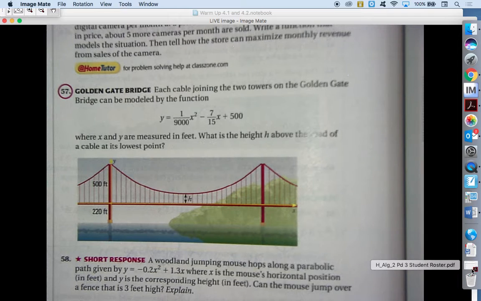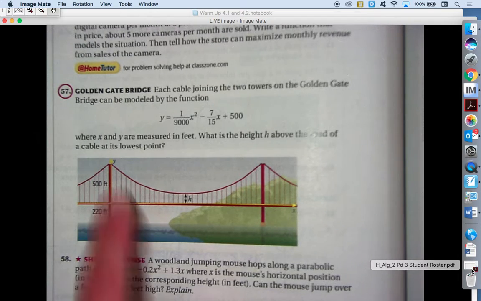So the equation that's up here, we will learn how to calculate this equation. We'll start doing some of the calculations at the end of the chapter. Next year in Trig and Pre-Calc, you'll really dive into how to get those equations in physics. So right now, the equation that models this parabola in the Golden Gate Bridge from one tower to the next is 1 over 9,000 x squared minus 7 over 15x plus 500. So that equation represents this arch.